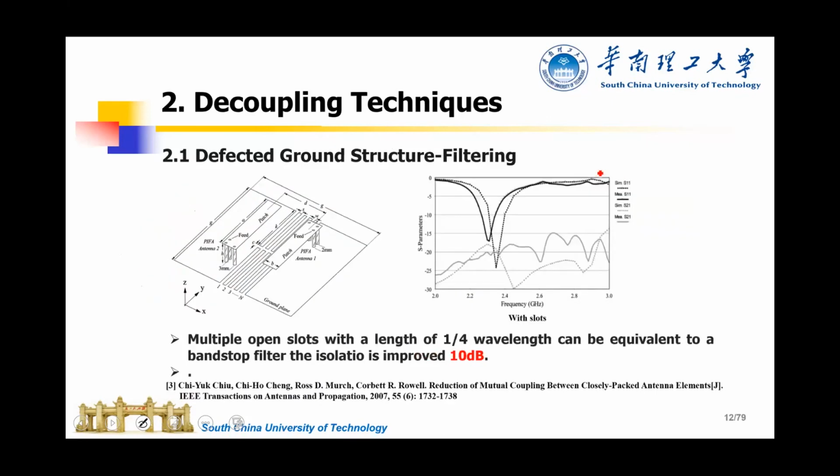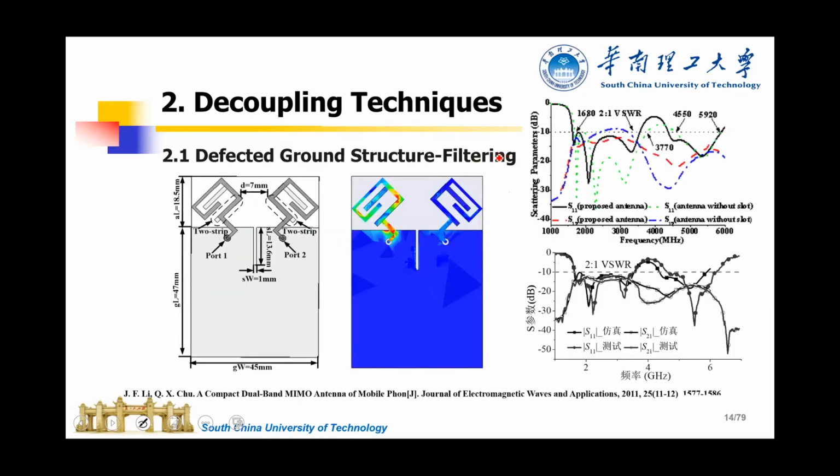We can also use more than one slot on the DGS structure, so we can get a higher isolation improvement, and also a wider slot band. Also, this is work by my PhD students, published in 2011. This is just for the mobile phone.